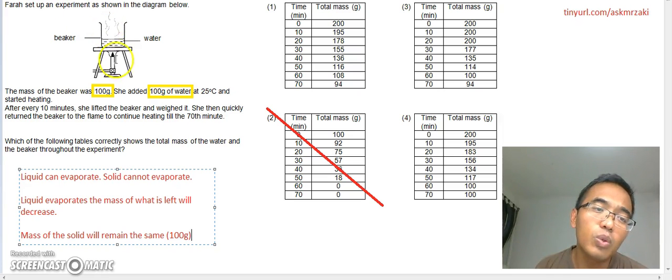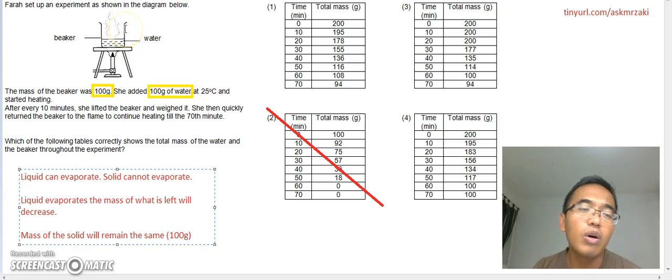Alright, what's the total mass? The total mass will still be the mass of the beaker, because the beaker cannot go anywhere. The beaker will always be there. So you know that at the end of the experiment, you can never have a total mass that is below 100 grams. Okay, so that brings us to the options again.